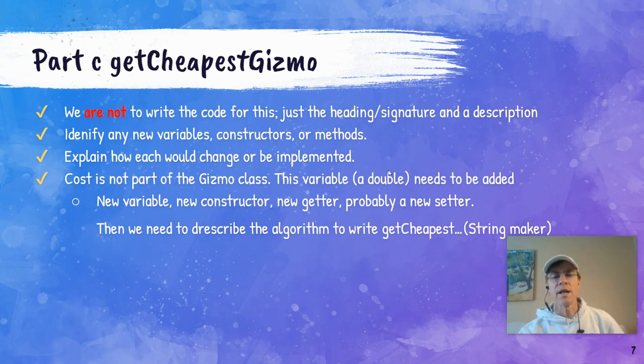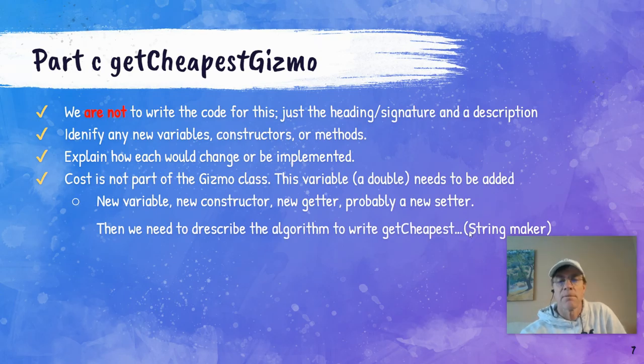So we're going to need to create a new variable inside a Gizmo object. That's going to be an instance variable, so it's going to be private. What data type should it be? Int makes some sense, I guess. Could be whole dollars, but dollars and cents maybe makes more sense. So in my solution, I had it be a double. It needs a constructor that would create that with the price. Take a double as an explicit constructor. Need getters and setters, and then I need to describe the algorithm.